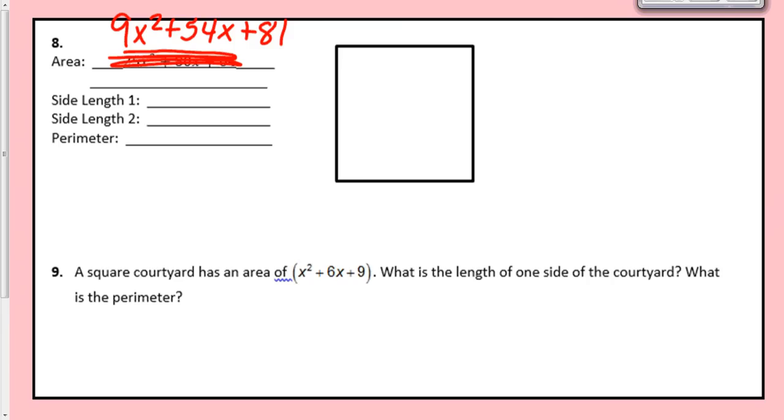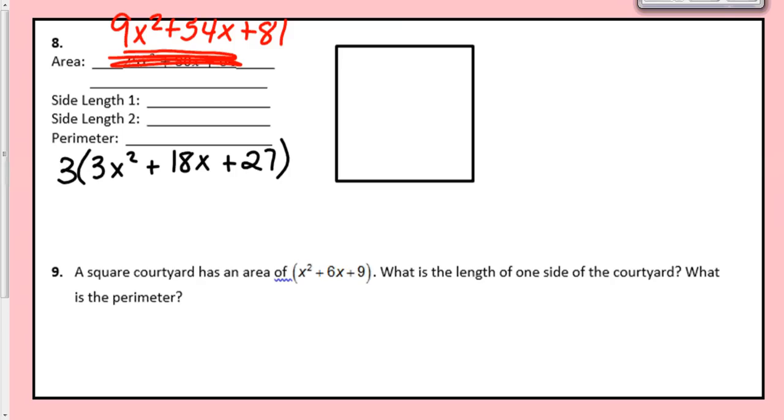Yes, there is. Okay, I can actually take a 3 out of all of those pieces. So I'm left with, whoa, not x squared, 3x squared, sorry about that. 3x squared plus 18x plus 27. Doing something wrong? 9. Oh, I'm doing something wrong.